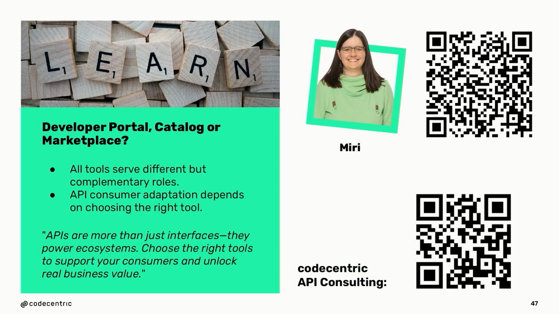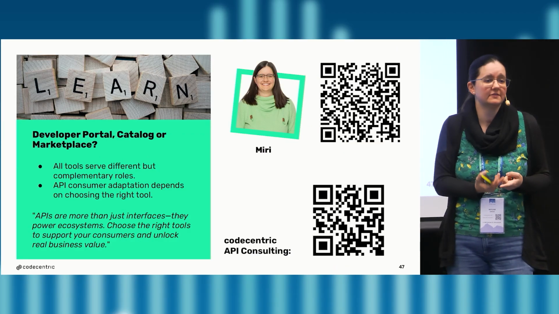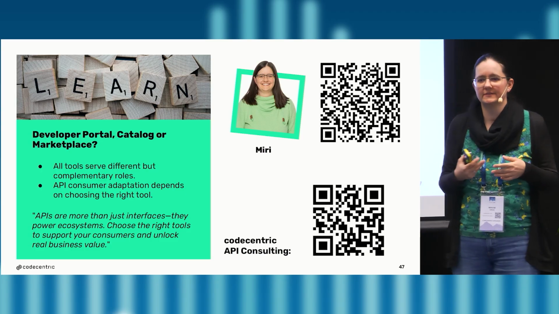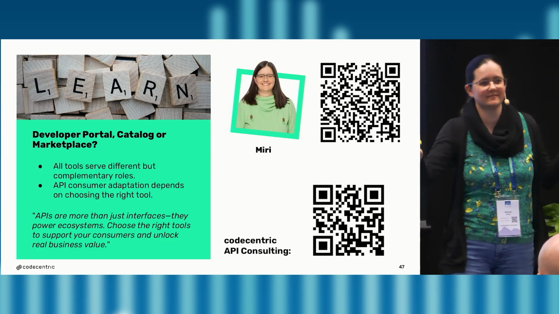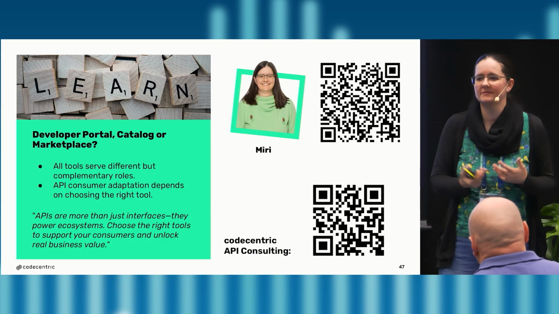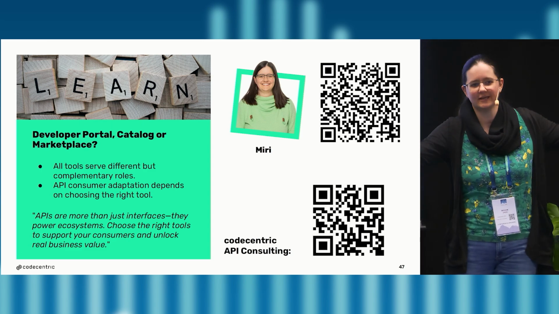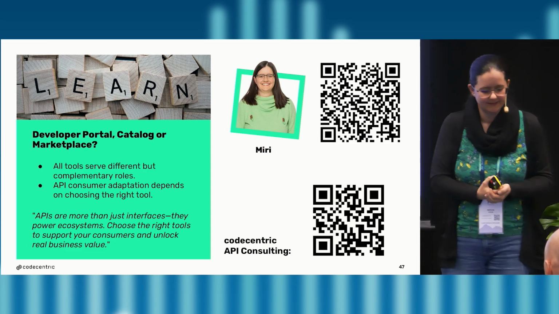That's it. Here, again, a short summary. So, first of all, developer portal, catalog, or marketplace. All tools serve different but complementary roles in a way. API consumer adaptation depends on choosing the right tool. I know there are tools that promise that they can do all of these, but there might be better to have a focus sometimes, depending on what you want to achieve and what problem you want to solve, and not try to tackle all the problems at once.